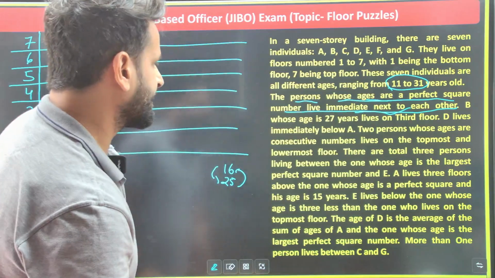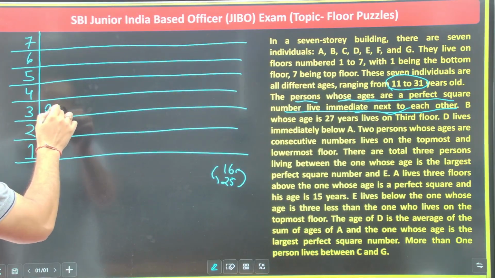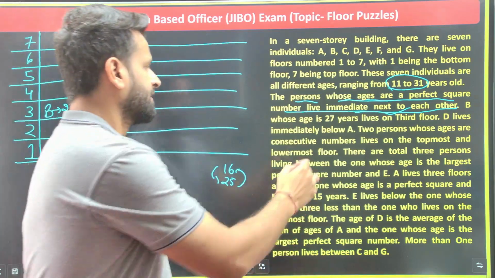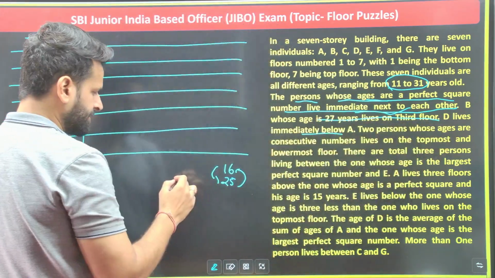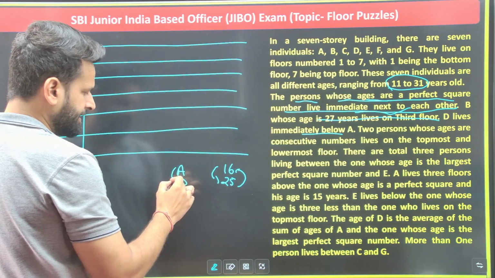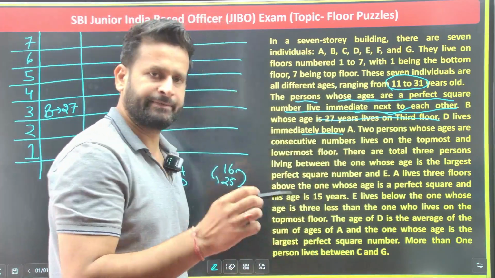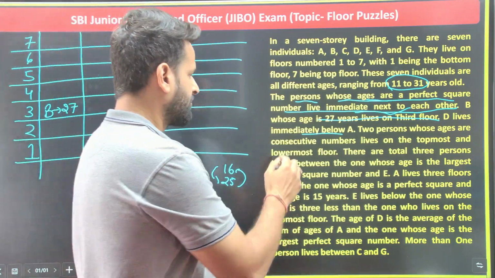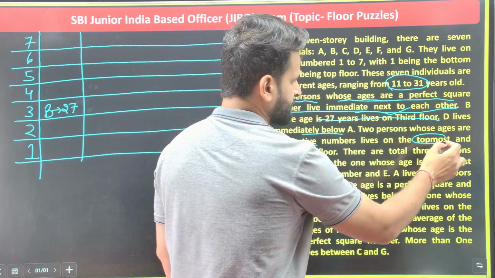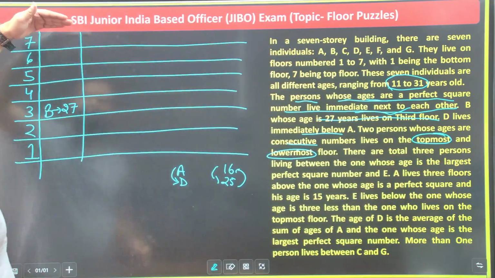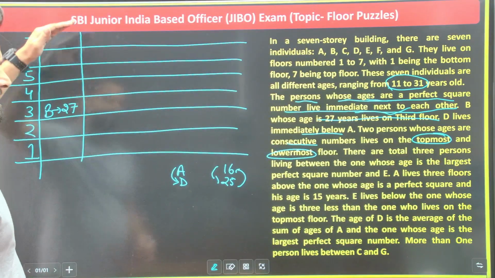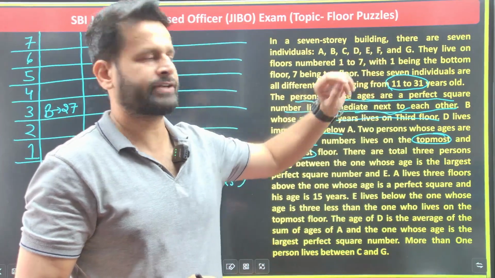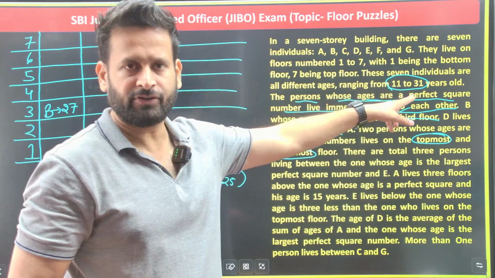B, whose age is 27, is living on the third floor. Okay. D lives immediately below A. Wherever A will be, D lives immediately below A. Two persons whose ages are consecutive numbers live on the lowermost and topmost floors. Whosoever is living on the seventh and first floor, their ages will be consecutive numbers, like 11, 12, or 12, 13, or 13, 14, or 20, 21, within this range, of course.